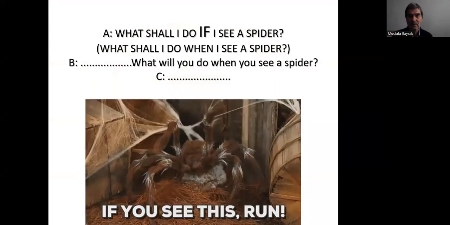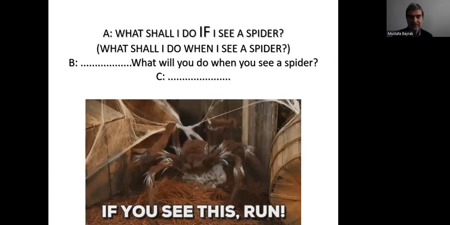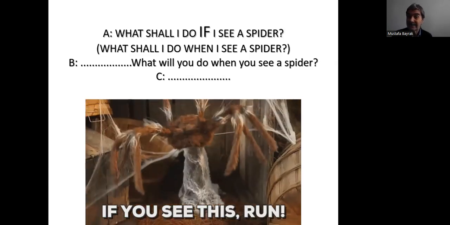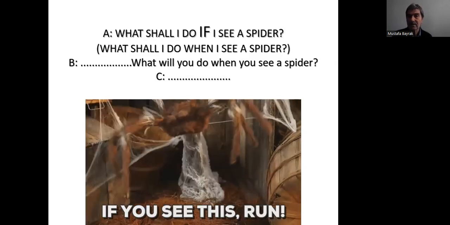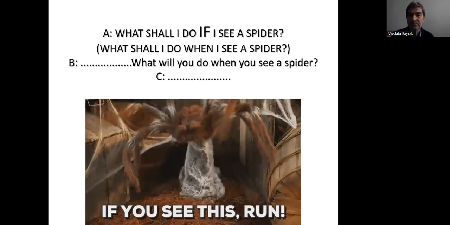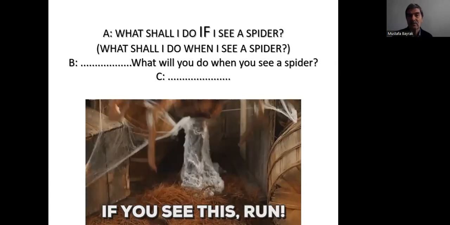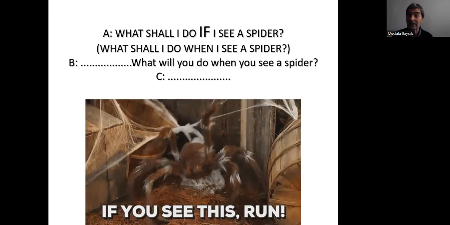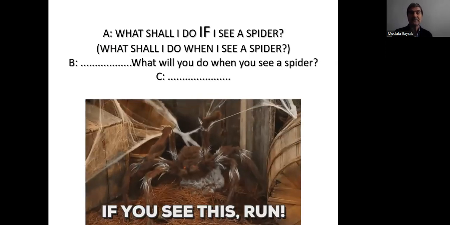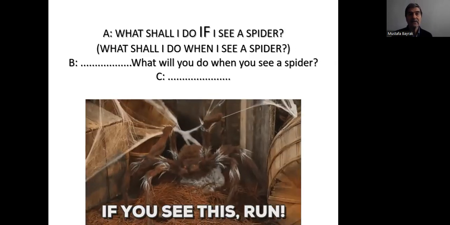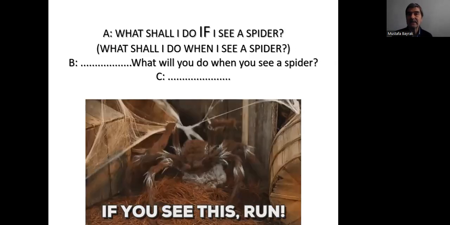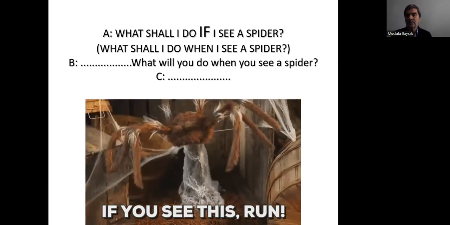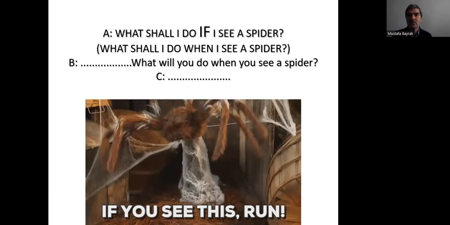Now, okay, let's take a look at the GIF first. The GIF says, if you see this, imperative sentence, run away. Yes, if you see this, run away from that object, from that dangerous animal. Okay, A says, for example, what shall I do if I see a spider? Or what shall I do when I see a spider? If and when.